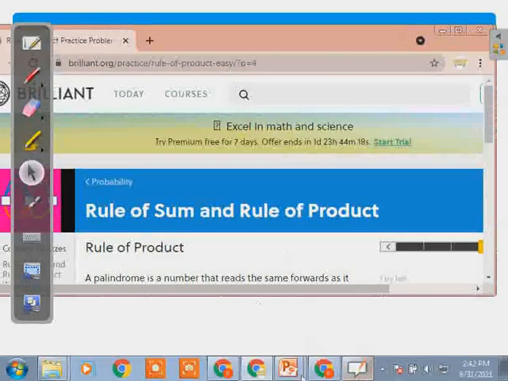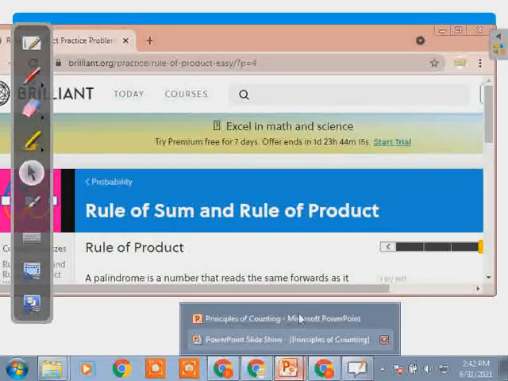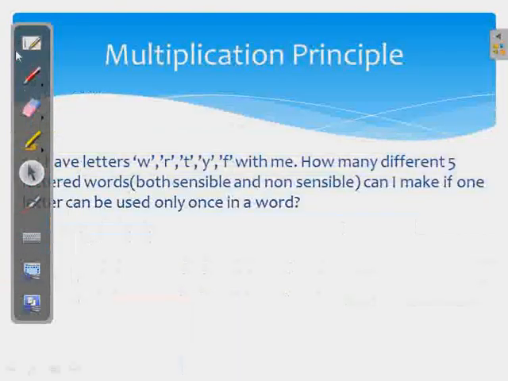Okay, so now we are back to our PowerPoint. Here the question goes like this: I have letters W, R, T, Y, and F with me. How many different 5-lettered words, both sensible and non-sensible, can I make if one letter can be used only once in a word? So do you understand the question? How many different 5-letter words can be made? The word need not have meaning, both sensible and non-sensible, but one letter should be used only once.